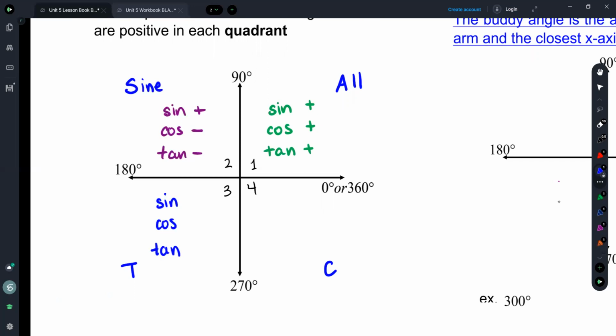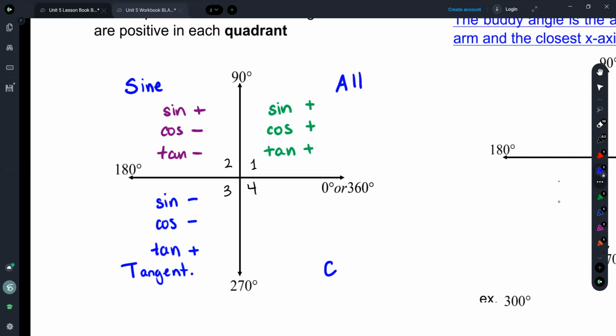What'd you get, Chris? Tan was positive, sine was negative, and cos was negative. You might start to see a pattern here. This is the tangent quadrant, and tangent is positive in its own quadrant here. So tangent is positive and cos and sine are negative.